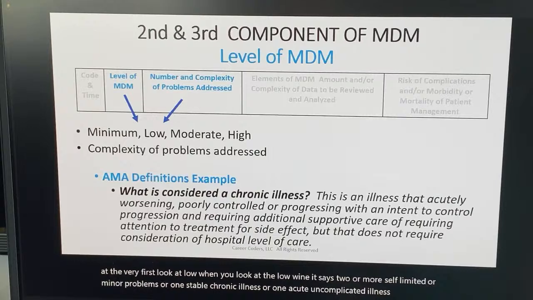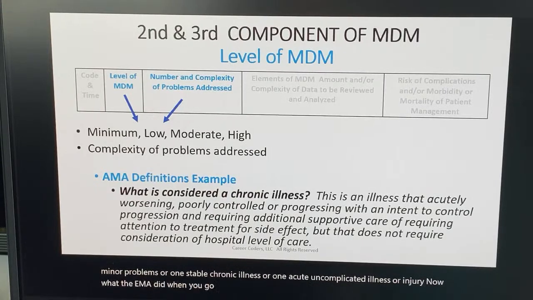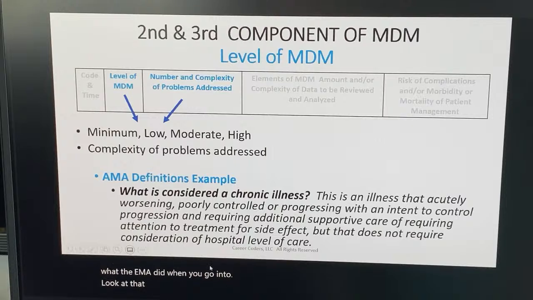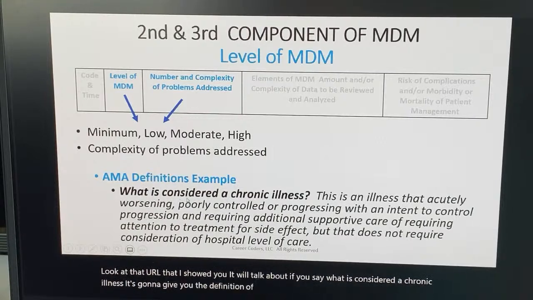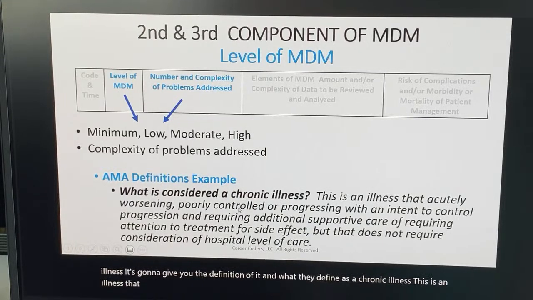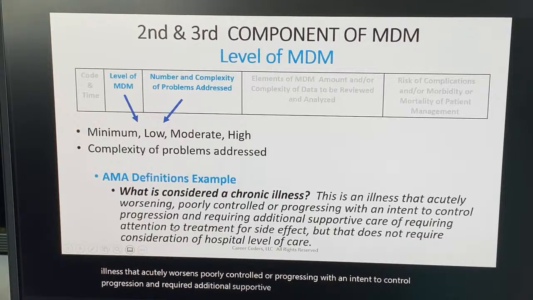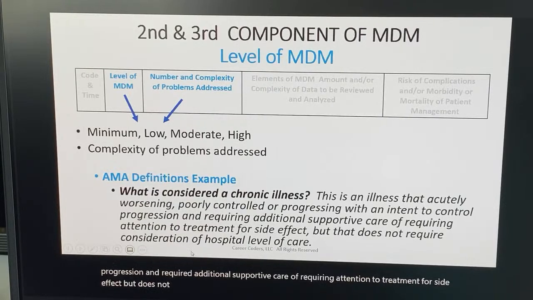Now, what the AMA did, when you go to look at that URL that I showed you, it will talk about, well, what is considered a chronic illness? It's going to give you the definition of it. And what they define as a chronic illness with exacerbation is an illness that acutely worsens, is poorly controlled, or progressing with an intent to control progression and requires additional supportive care, or requires attention to treatment for side effects, but does not require consideration of a hospital level of care. So that's telling you what it is.